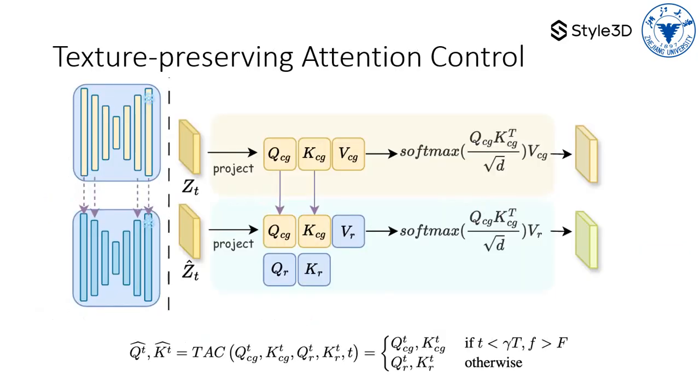We discover that the attention maps in the shallow layers of the U-Net contain rich spatial structure and can be used for fine-grained texture preserving. So we inject the query and key of the self-attention from the rendered image inversion into the rendered-to-real image generation pipeline.